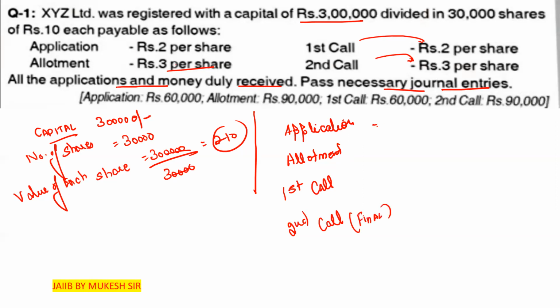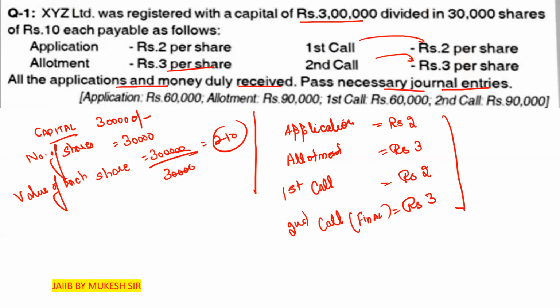At the application time, how much amount do we have to give? Rupees 2. At the allotment time, rupees 3. At the first call, rupees 2. At the second call, rupees 3. In this way we have to give the amount. So how will it work out? Let's try to understand.